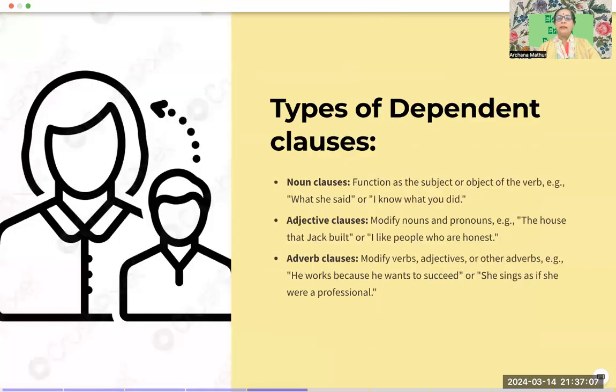So now there are three types of dependent clauses: the noun clause, the adjective clause, and the adverb clause.